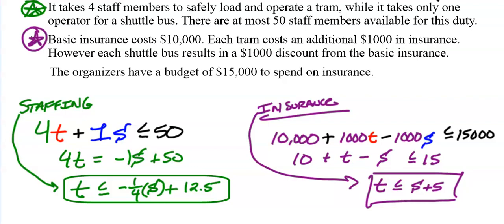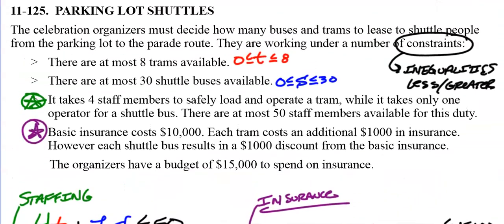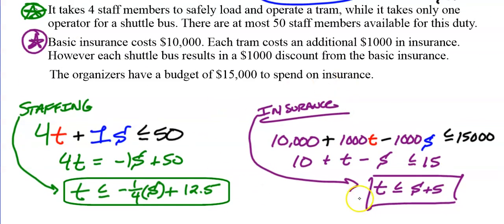Now, if we take all of these equations that we have, and we've got 4 of them, this is the number of trams, this is the number of shuttle buses, and we follow that. So the trams have to be in here, and then the staffing, and then the insurance. If we were to graph these, wherever they all overlap, that's where we can do our business. It's the intersection of the solution of all 4 of these.